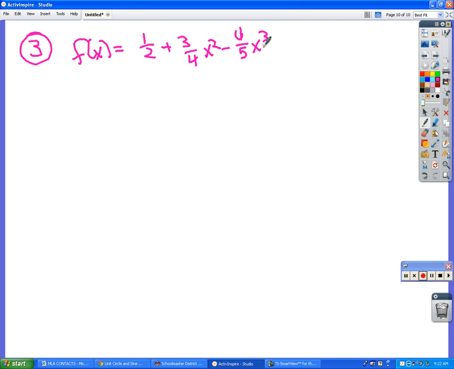All right, so what are we doing here? We're trying to find capital F of X, the antiderivative. So what's the antiderivative of 1/2? 1/2 X. Plus. What's the antiderivative of 3/4 X squared? X to the third over 4. Right, so what we're going to do is leave the 3/4 alone, and then do the x to the third over 4, and we're going to simplify that later.